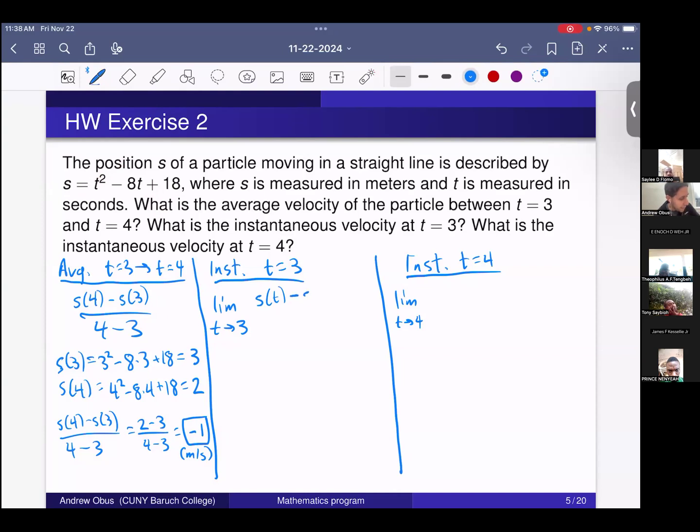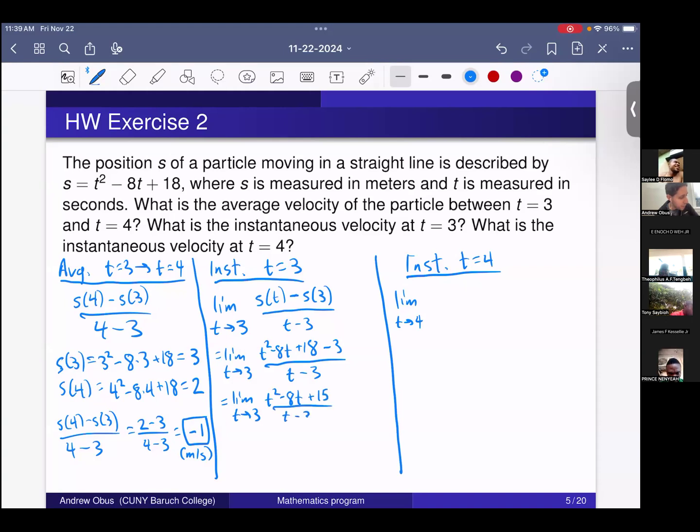So S of t minus S of 3 over t minus 3. And if we actually write what this is, S of t is given to us, so it's exactly as you said. It's t squared minus 8t plus 18, and then minus S of 3. We already calculated S of 3. That's equal to 3, so we're going to have minus 3 divided by t minus 3. And this is going to be the limit as t approaches 3 of t squared minus 8t plus 15 divided by t minus 3.